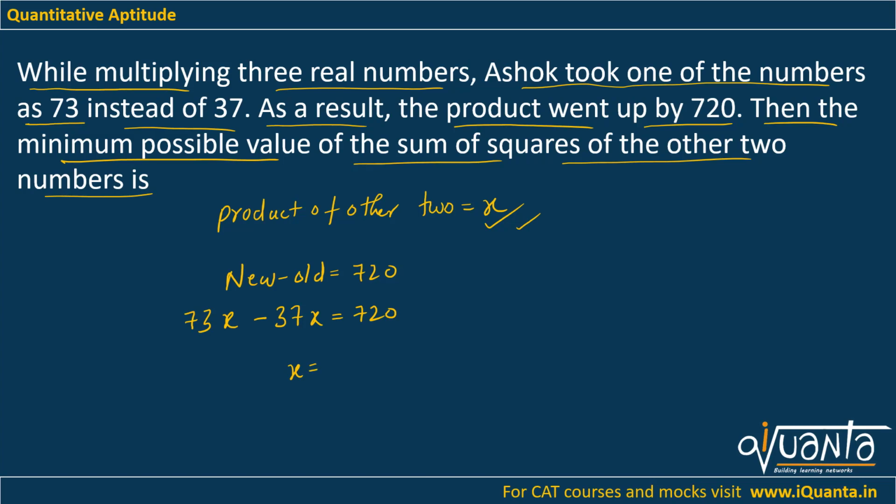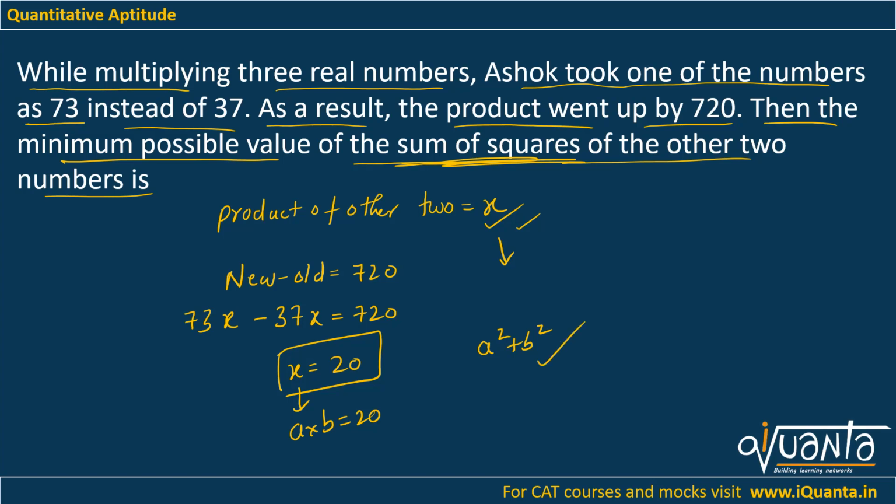When we calculate the value of x from here, we get x equal to 20. So this means that the product of the other two numbers was equal to 20. Now what we have to do is minimize the possible value of the sum of squares of the other two numbers. So x is the product of two other numbers, let them be a and b, so ab must be equal to 20. I have to minimize the value of a square plus b square.